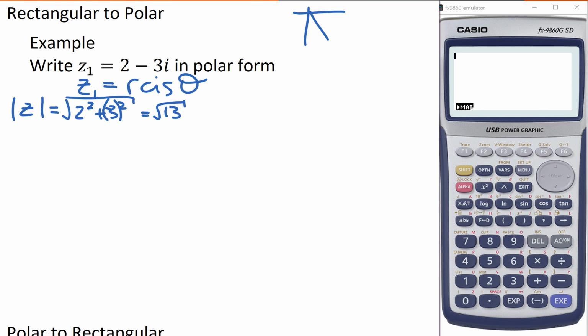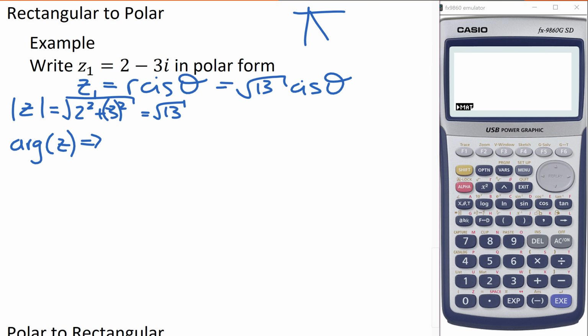The negative means it's below the x or the real axis. Therefore, it's really important when it comes to the angle. So this so far is actually root 13 cis of that angle. Now we need to find the argument. So the argument of z. How do we do that?